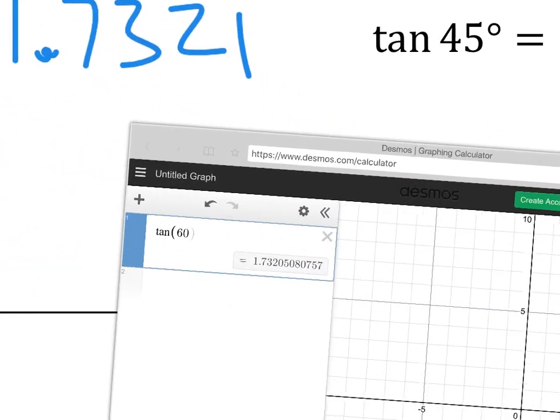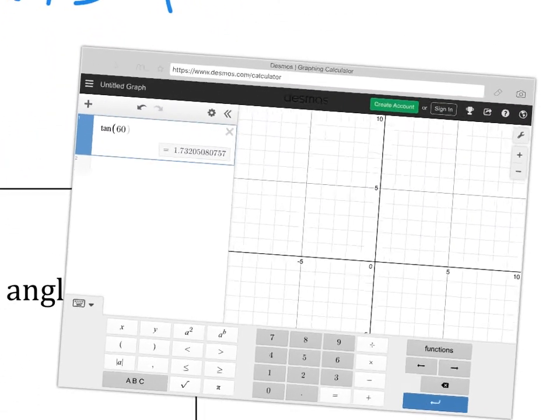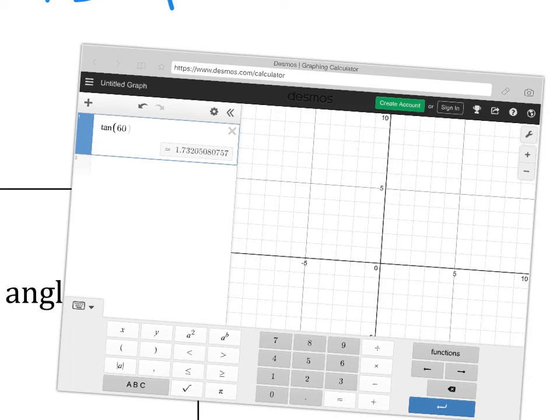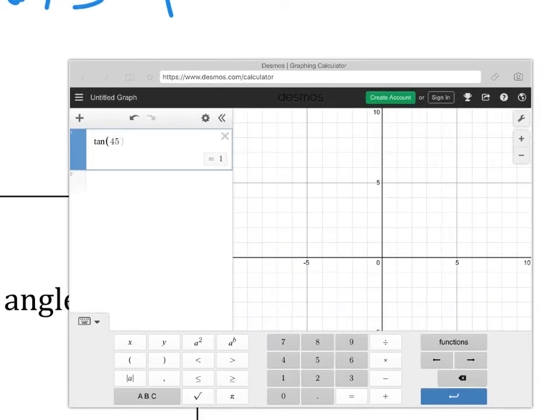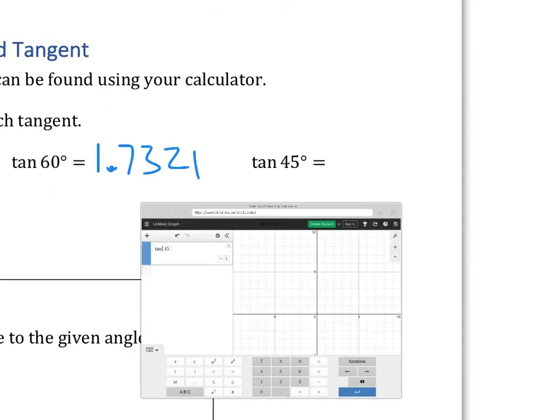What about the tangent of 45? Well, let's try that guy. Tangent of 45 is exactly 1. So not all tangents are decimal values. Some ratios are exactly 1. Okay, and the reason for that is this. Remember a 45, 45, 90 triangle? If this is 45 and this is 10, well, this also has to be 10. So the tangent, which is the ratio of the opposite over adjacent, tangent of, let's call this A, is going to be 10 over 10, which is 1.